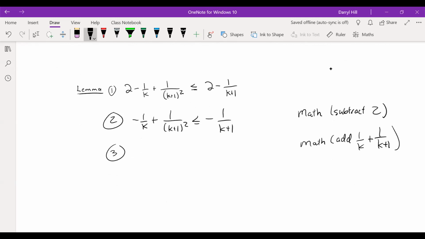to both sides. So on this side, the 1 over k cancels with this negative 1 over k, and we get 1 over k plus 1 plus 1 over k plus 1 squared is less than or equal to, and this cancels with this, and we're left with the 1 over k here. Okay, questions?